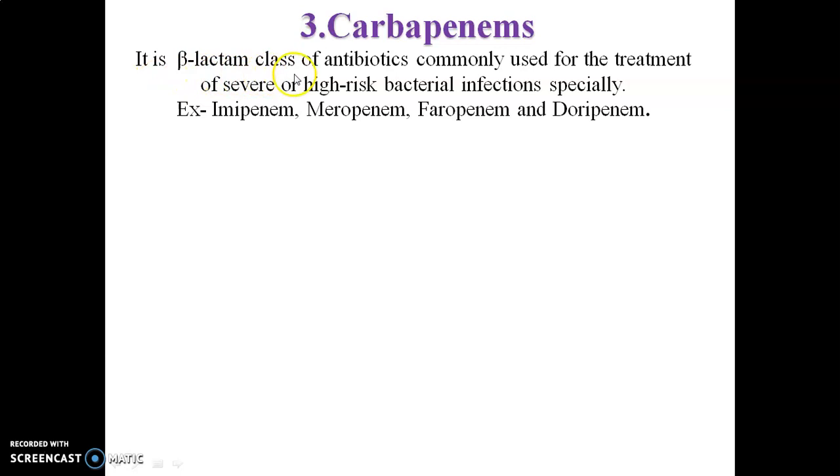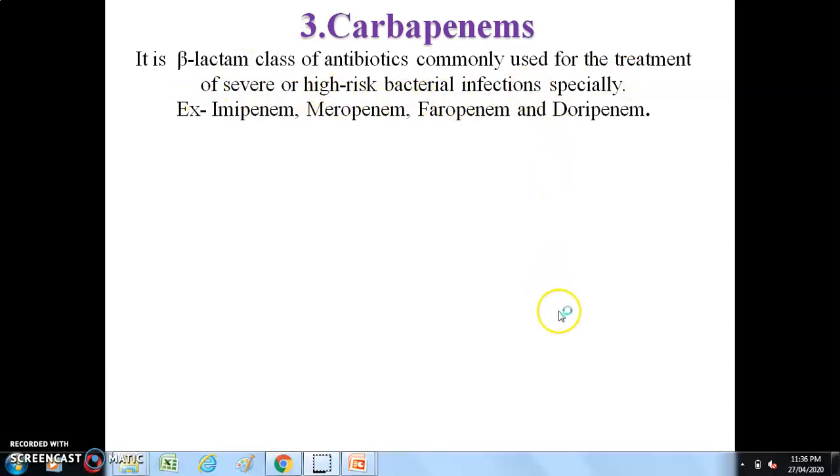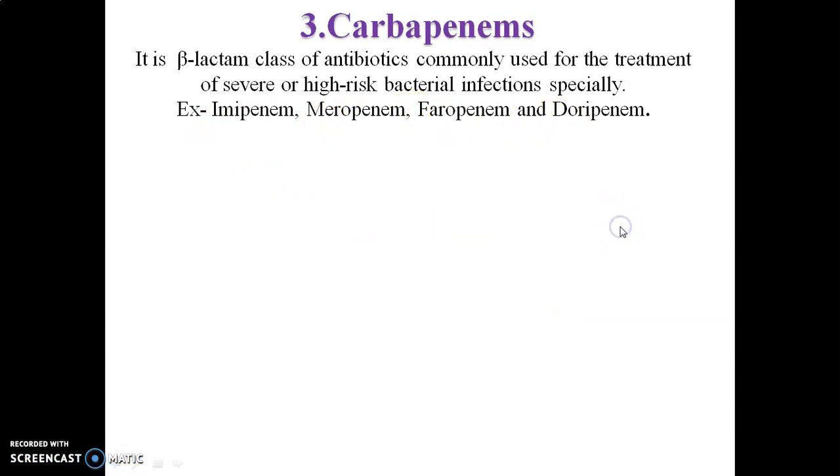Then the third derivative having the beta-lactam ring is the carbapenem derivatives. These are a beta-lactam class of antibiotics commonly used for the treatment of severe or high-risk bacterial infections. Examples are imipenem, meropenem, faropenem and doripenem.